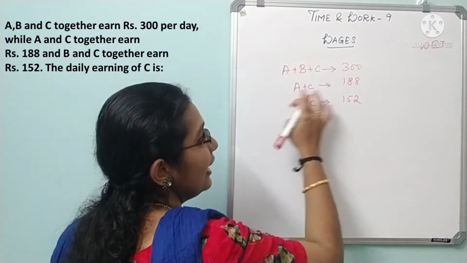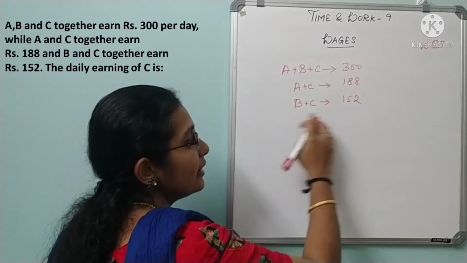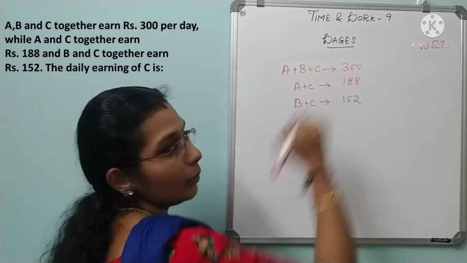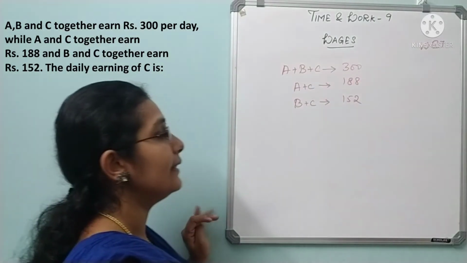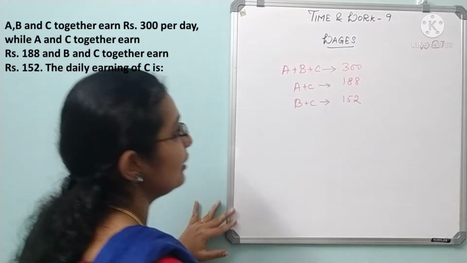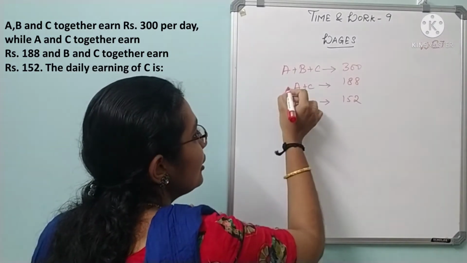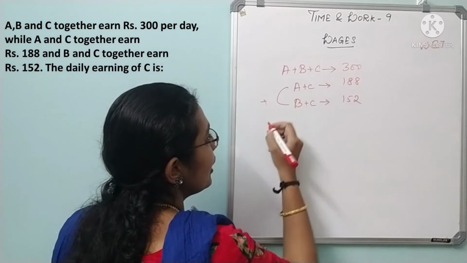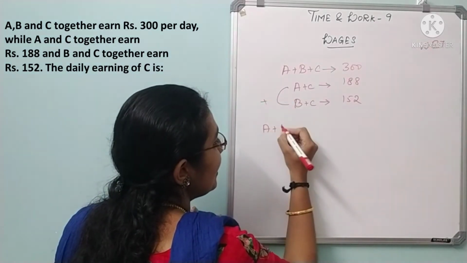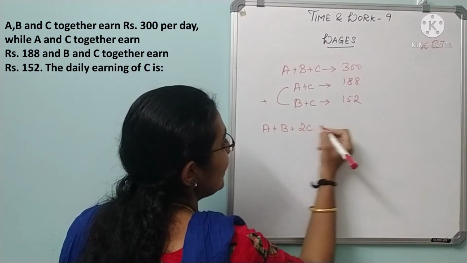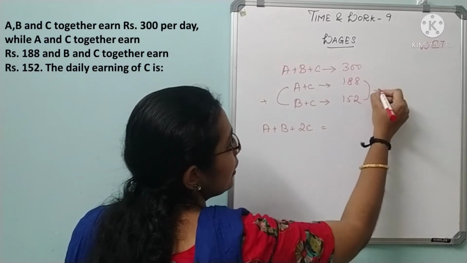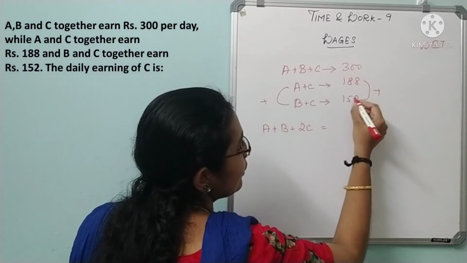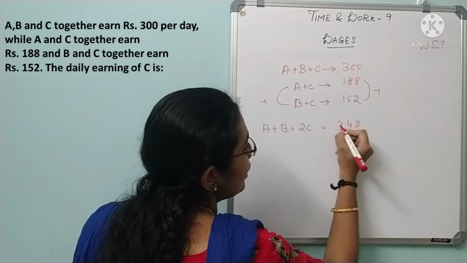This is nothing but the daily earning of A and C. This is the daily earning of B and C. This is the total for all A, B, C. You can do it in different methods, okay? Here for C, you can directly add these two, so you will get A plus B plus 2C is equal to 340.